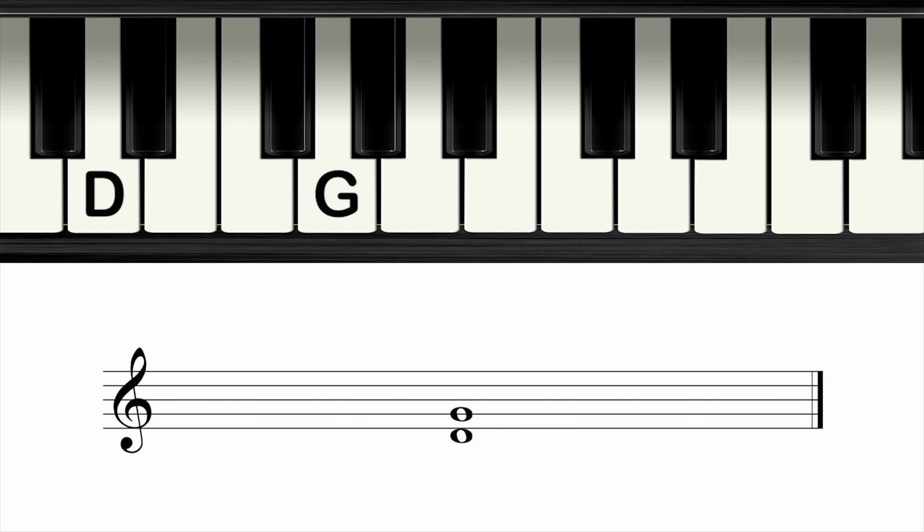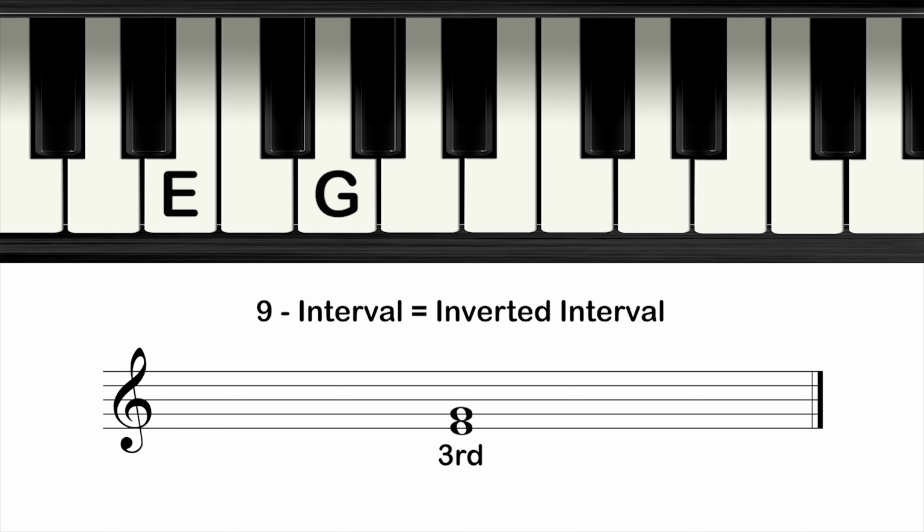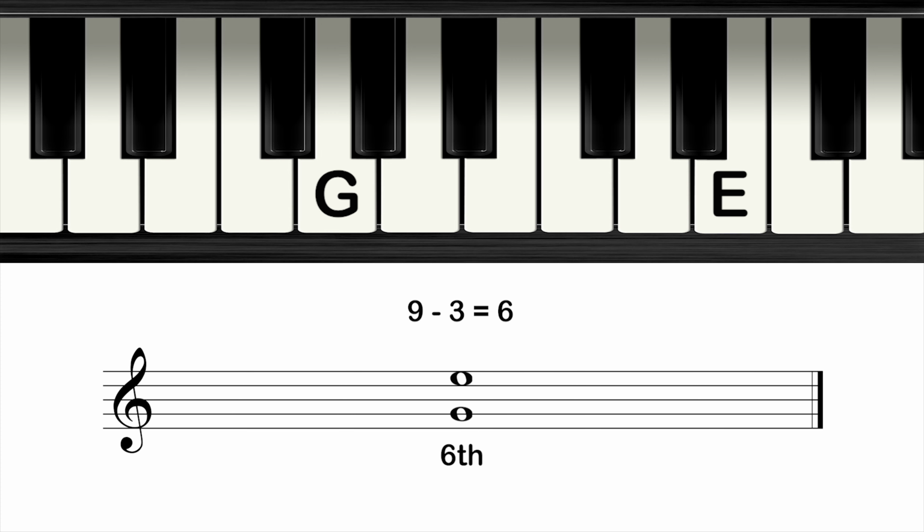So another way is to invert the interval. To find the distance of the inverted interval, take 9 and subtract the interval you want to invert. So with a third, take 9 minus 3. So an interval of a third inverts to a sixth.